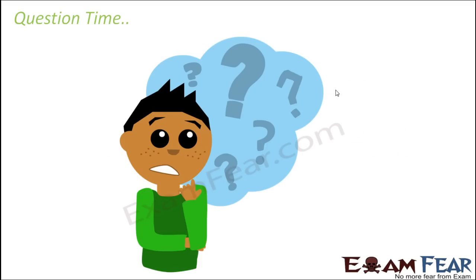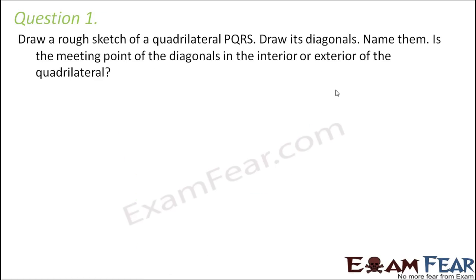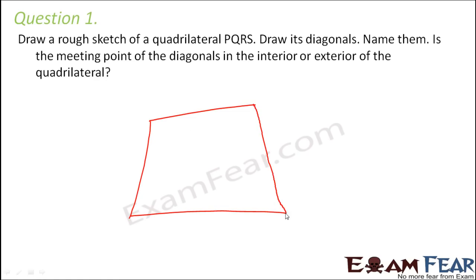So now that we have discussed most of the concepts of this lesson, let us quickly look at some of the questions. Question number 1. Draw a rough sketch of a quadrilateral PQRS. Okay, let's draw simultaneously. Let's say we have drawn a quadrilateral. Quadrilateral means 4 sides and the vertices should be P, Q, R and S.